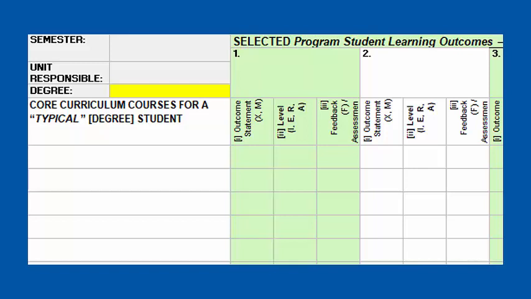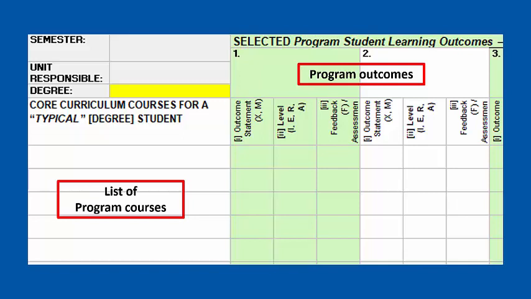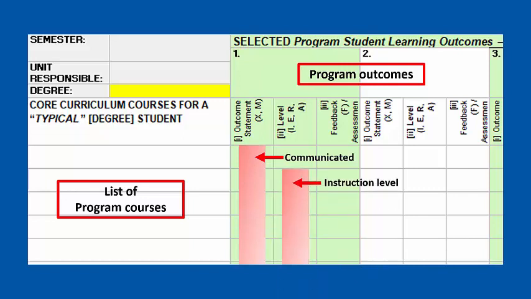Decisions about curriculum will be guided by our mapping tool and consist of the following sections. You have your program outcomes, the intended curriculum, the designed curriculum, which is your list of program courses, and then you have subcolumns: the communicated curriculum, those come from the syllabi; the enacted curriculum, which determines the level of instruction given for that particular objective; and the assessed curriculum, where our students are receiving formal feedback for the work that they are doing.